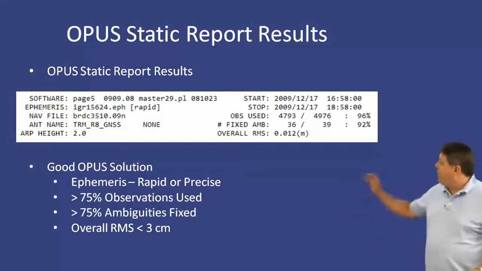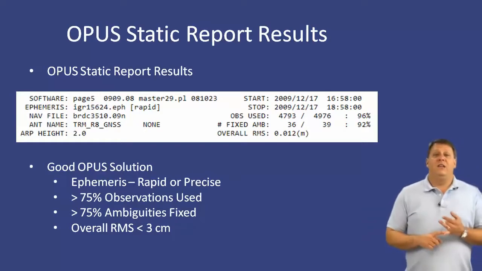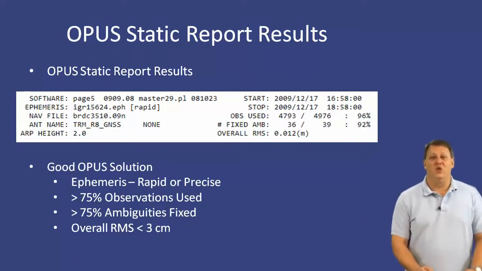Finally, before you go away from your header, over here on the left-hand side, where you have your antenna name and your ARP height, this is a great time to double check to make sure that you selected the correct antenna type and entered in the correct HI when you were submitting your information to OPUS.